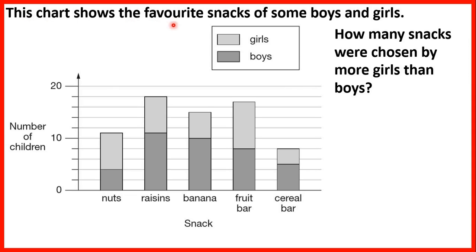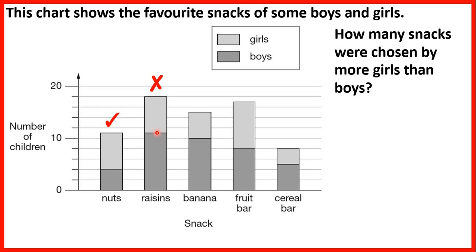This chart shows the favourite snacks of some boys and girls. How many snacks were chosen by more girls than boys? So if we look at the key, we can see that girls are pale grey and boys are dark grey. So if we look at nuts, we can see that more girls than boys chose this snack because the bar that's pale grey is larger than the bar that's dark grey.